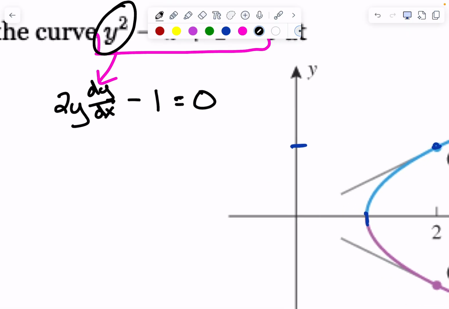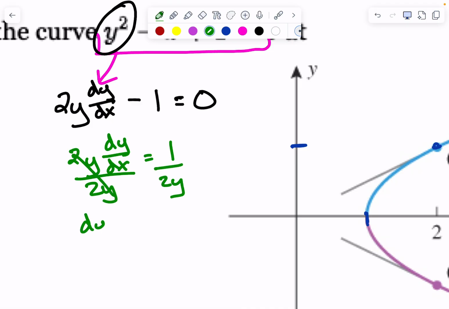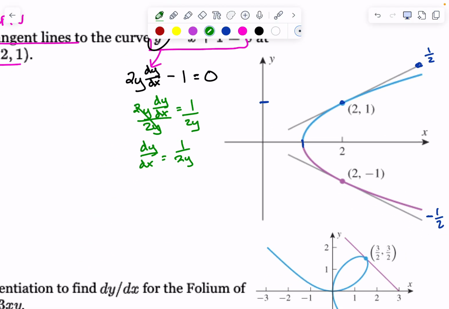Okay, now what do I do? Move the 1 over. So 2y dy dx equals 1. And then I'm going to divide by 2y, to get the whole thing to the other side. So my derivative, dy dx, is equal to 1 over 2y. Now what? Plug it in. Now I plug in my point.